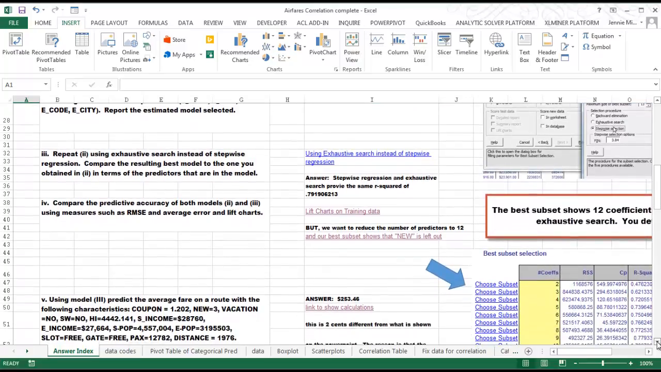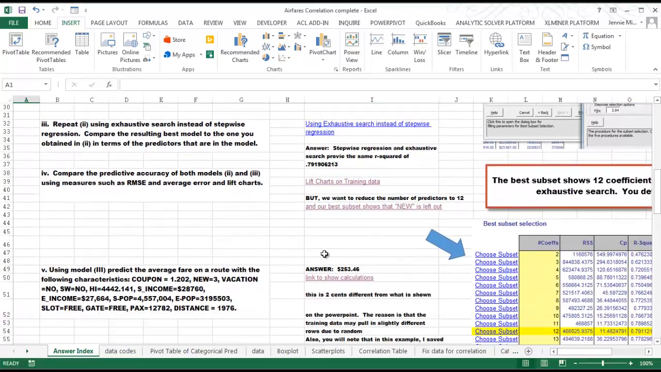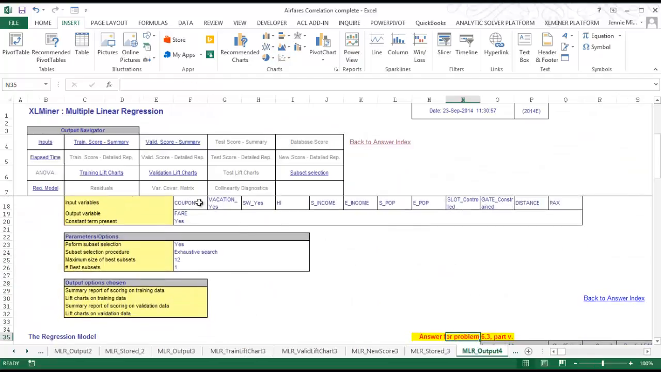In section 5, they ask us to use our model, the third model, or the III model, to predict the average fare on a route with the following characteristics. And so you see that they have coupon, new, vacation, and essentially what we're going to do is apply our y equals a plus bx, cx, dx, and so on. So I'm going to go to the calculations so that we can see what we have here.